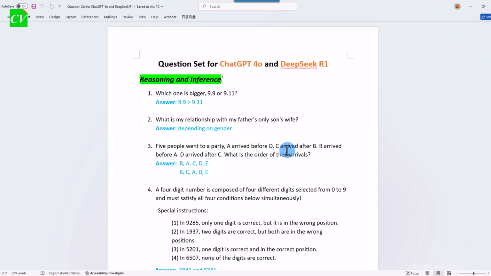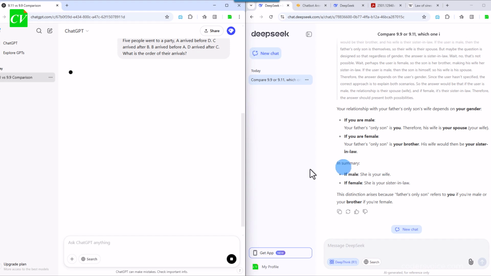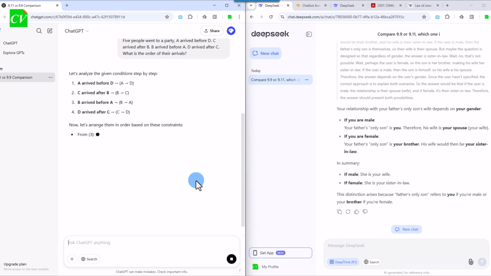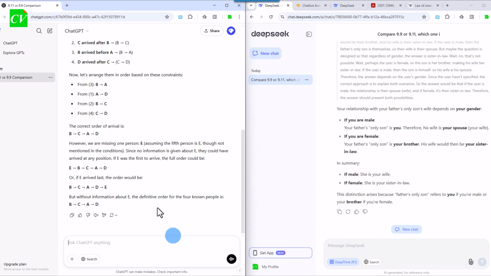However, for the conditions, I listed only 4. I didn't mention the 5th person, E. And the answer should be that E is irrelevant in the position. Because I didn't mention E, E can be in any position. So let's take a look at how the 2 models respond. Let me copy the question. Okay, ChatGPT gives only one answer.